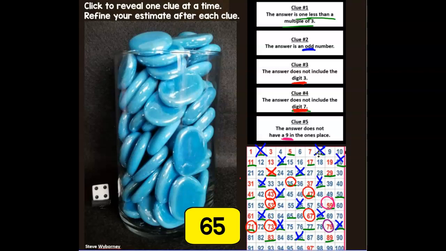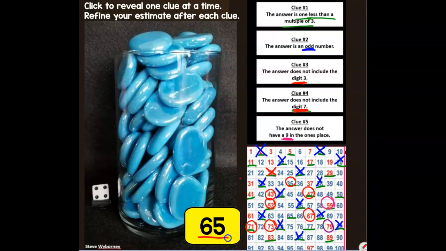So if we go through our clues, the reason 65 has to be our answer is because it has to be 1 less than a multiple of 3. So I underlined all those numbers in green. Then my next clue said it has to be odd numbers. So I went through with my blue and I crossed out all the even choices. Then the answer does not include the digit 3. So I circled in red all the ones that have the digit 3 in them. So those can't be considered anymore.